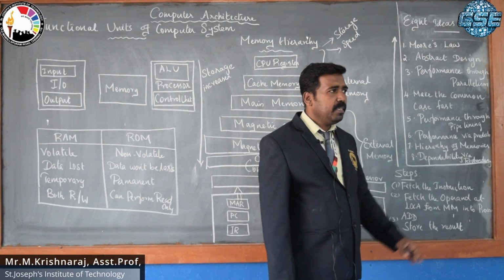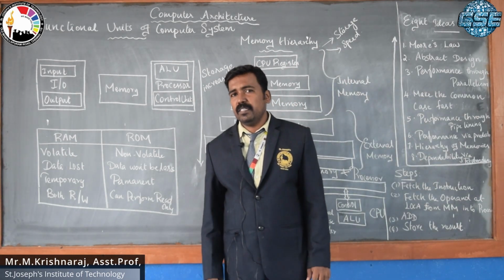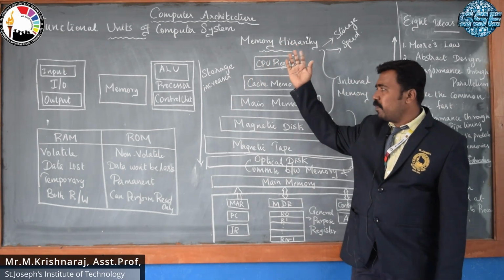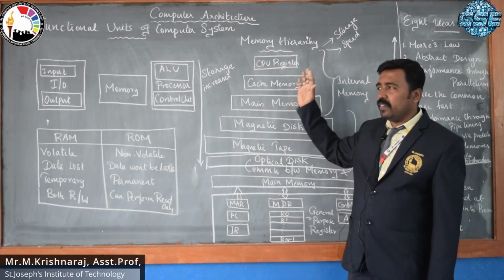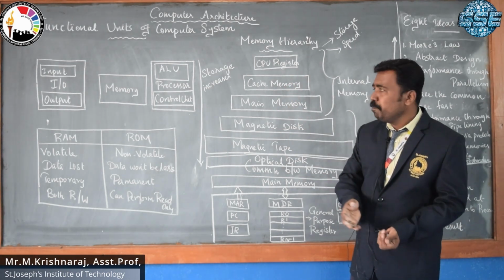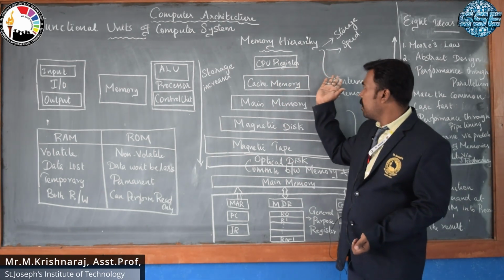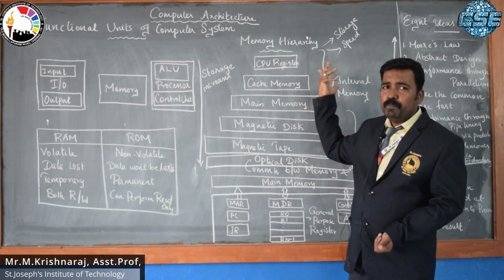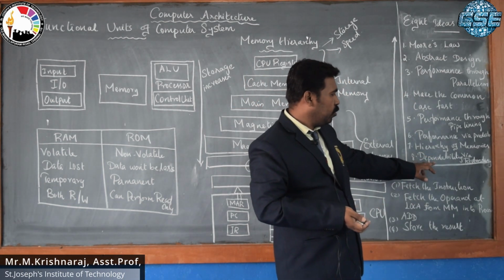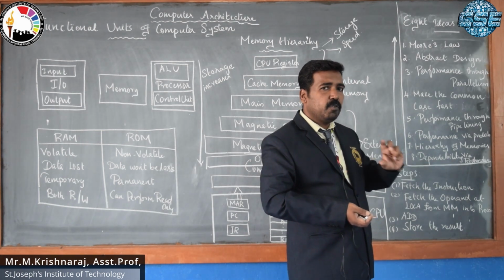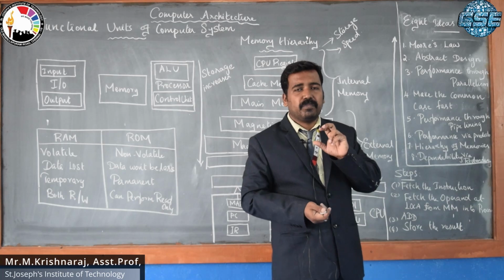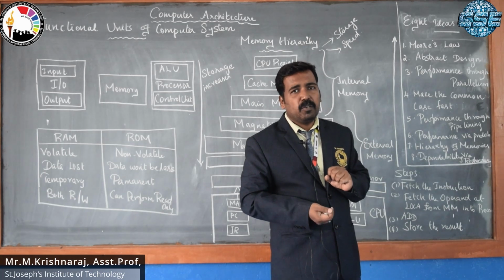Next one, hierarchy of memories. As I already told, in the memory hierarchy we have many kinds of memories available. In terms of internal and external memories, we have many classifications of memory, and based on their storage, their speed, etc., we are able to classify the memory. So the memory hierarchy plays a main role in deciding what kind of memory you have to give to the system to get good performance.